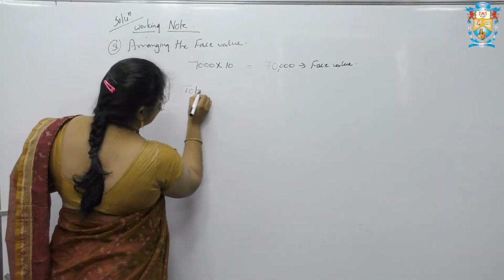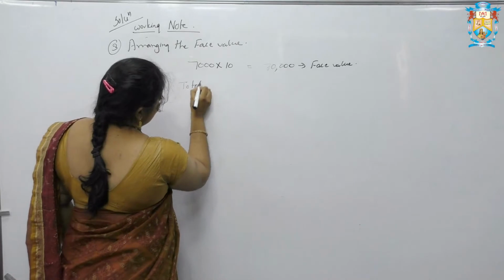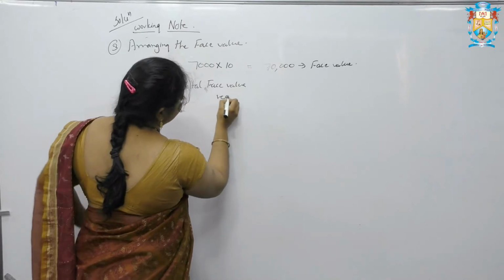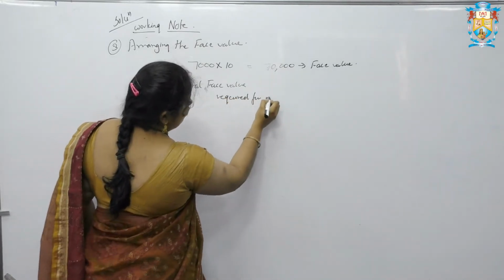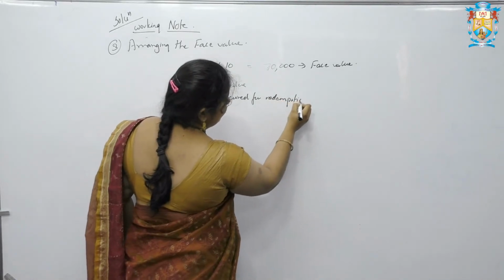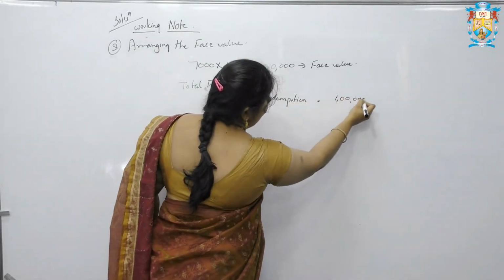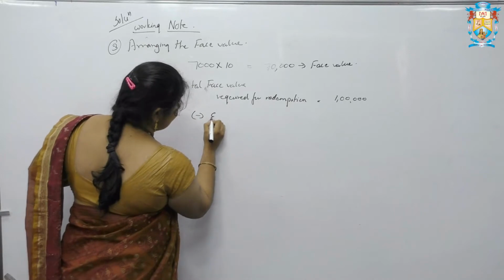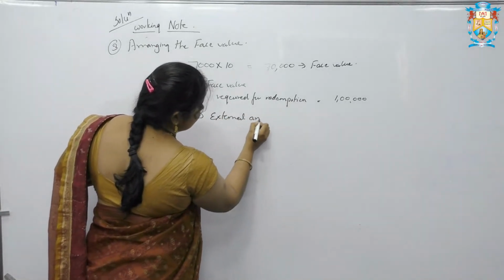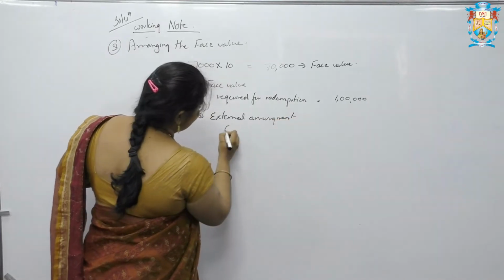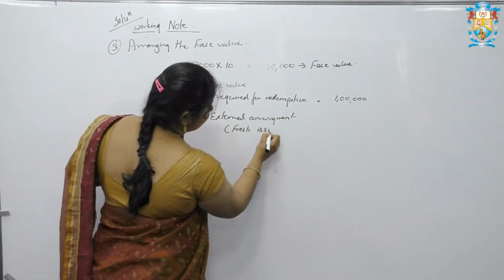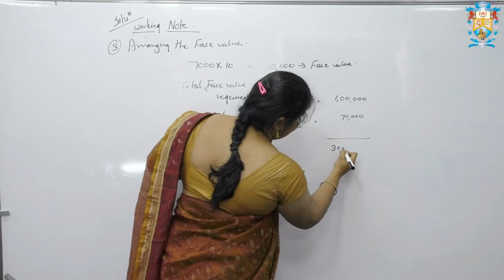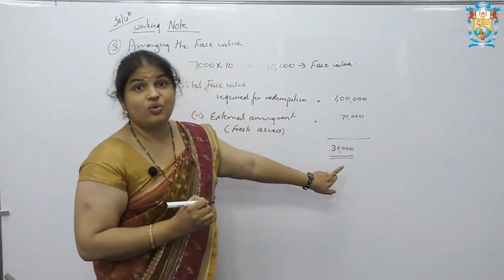Now write what is the total face value required. Total face value required for redemption is 1 lakh. Out of 1 lakh at the time of fresh issue, what is the money collected? 70,000. So external arrangement is done. That is nothing but fresh issue of shares is done. What is the money collected? 70,000 is the money collected. What is the remaining 30,000? So remaining 30,000 I have to arrange internally.